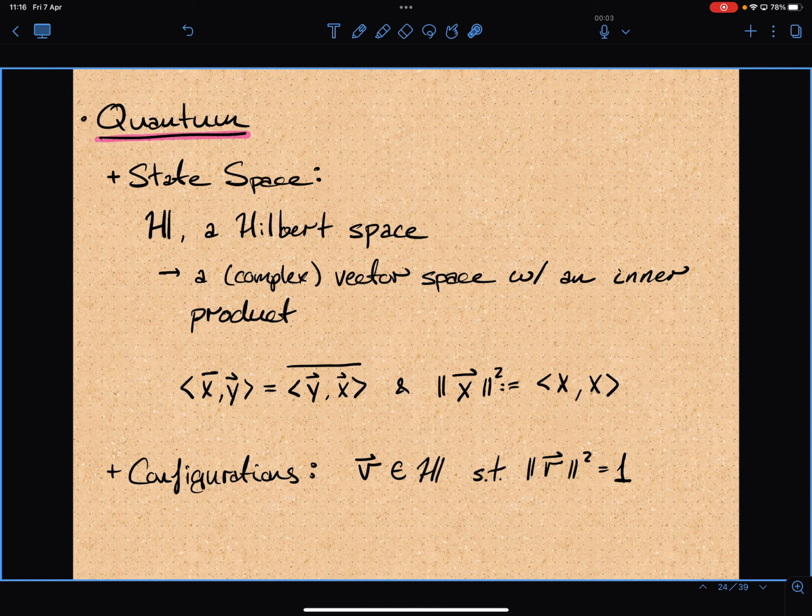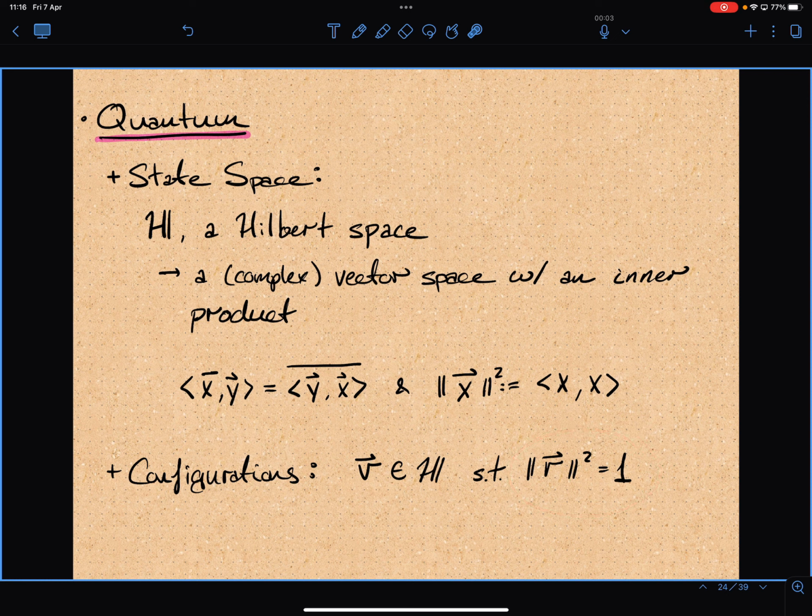So our state space is going to be this Hilbert space with this inner product, and the configurations are going to be vectors in the Hilbert space such that the length squared, or the dot product with itself, is equal to 1. This is going to be our configuration space. It's going to have a probabilistic interpretation. That's why it's equal to 1. It says that the total probability is equal to 1.